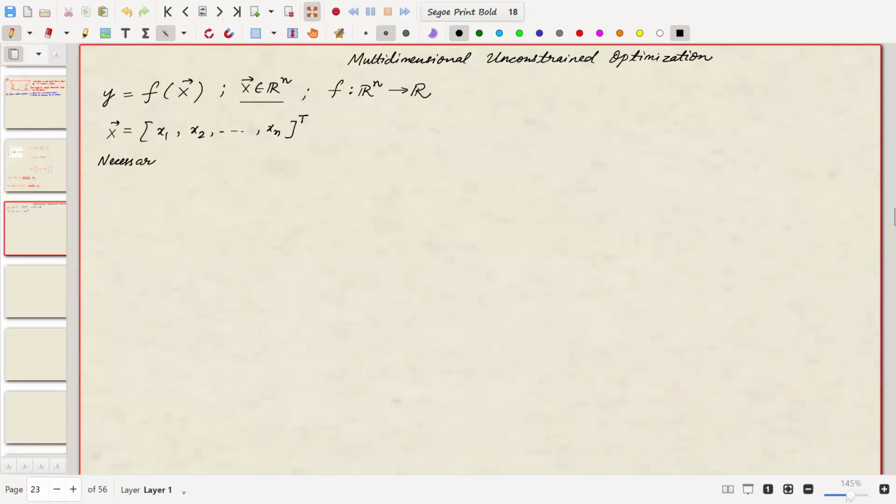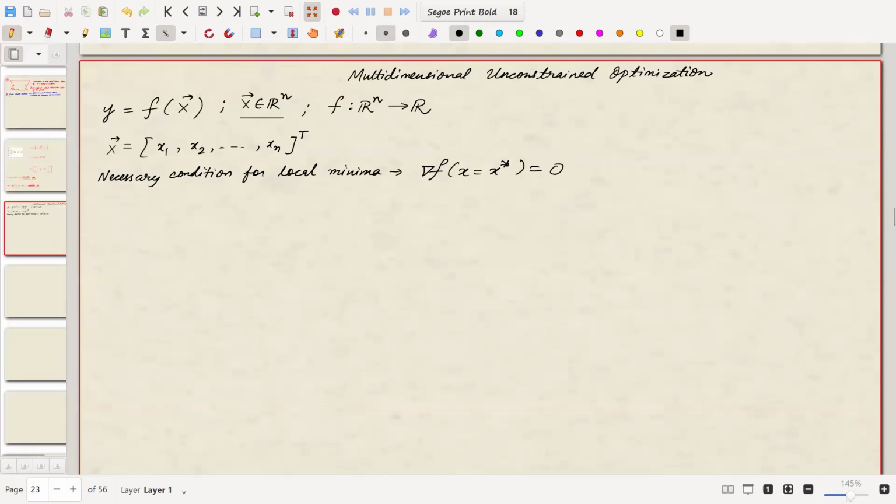The necessary condition for local minima is that grad f, the gradient of f, at some point x equal to x star, equals 0. So you say that at x equals x star, the function f has attained a local minimum, and therefore grad f at that point x equals x star is 0.